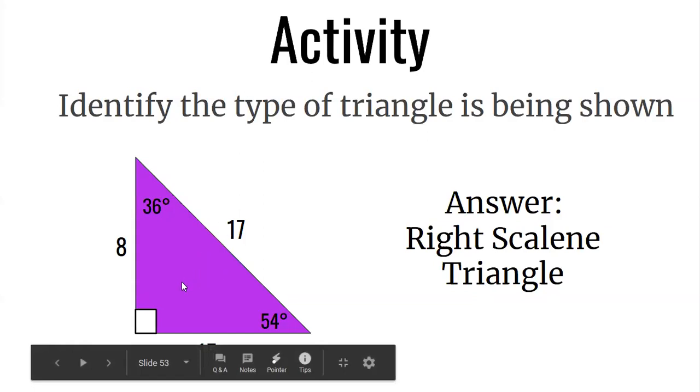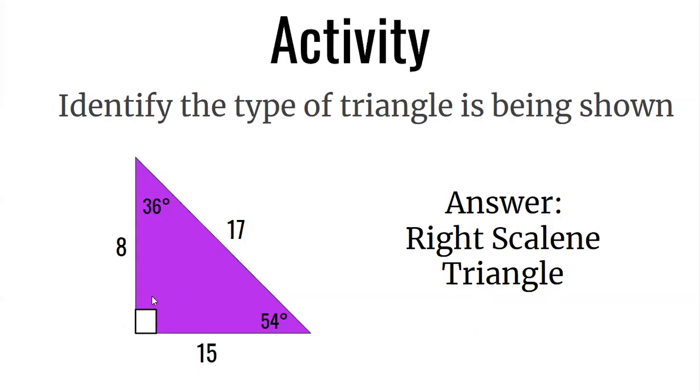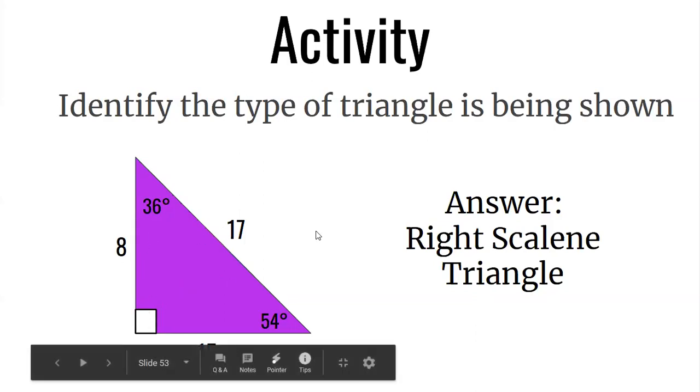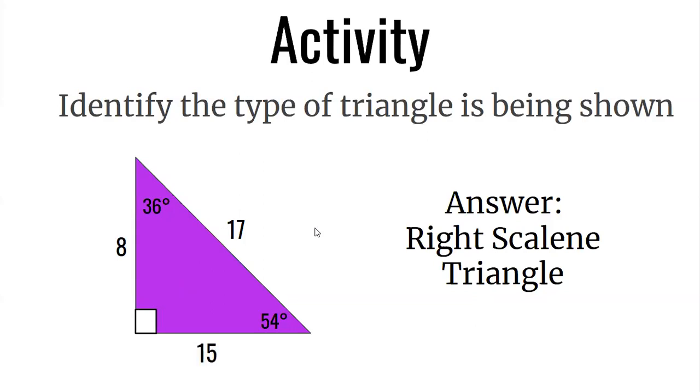How's it a right triangle, you might ask? Well, the square right here, you see, right here. It shows that it is a 90-degree angle. And then it's scalene because all the sides are not congruent. See, all the sides are not congruent. All right, next.